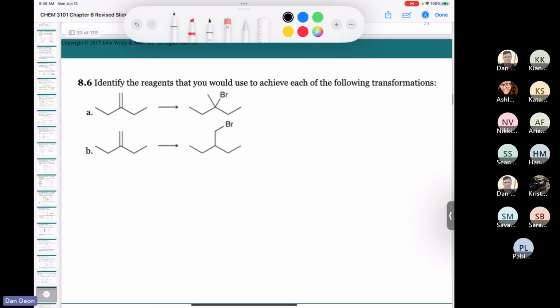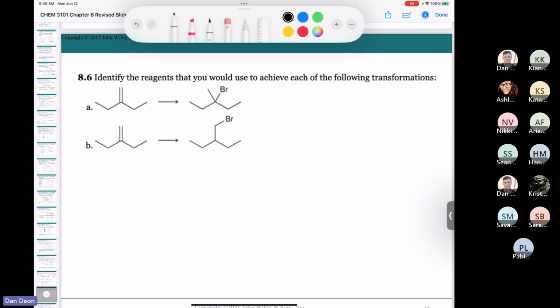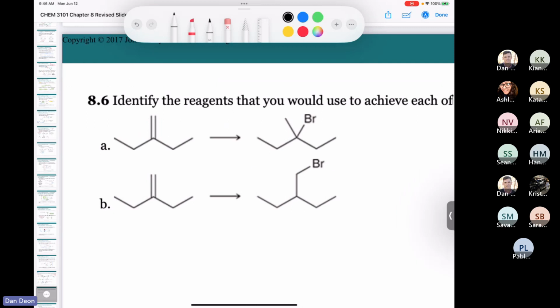And let's take a look at what reagents you would need to achieve each of the following reactions. So the first reaction is a hydrohalogenation. So we're going to need HBr. Is this a Markovnikov addition or an anti-Markovnikov addition? Is this a Markovnikov or anti? No, this one is Markovnikov, right?